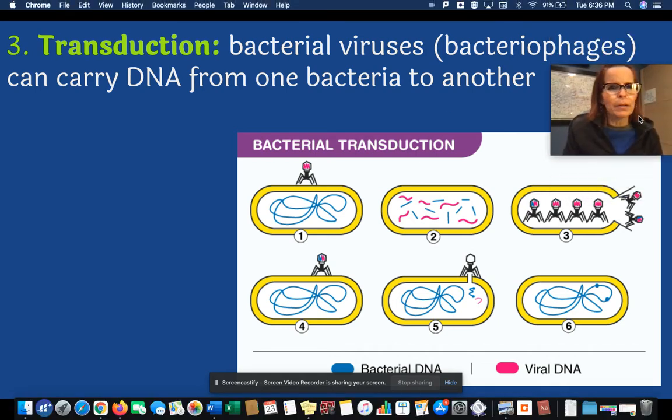Now, this one I always find really surprising, and this is the hardest one for students to remember. There's something about the word, people don't remember it. So put a little star by it or something. This one's called transduction.